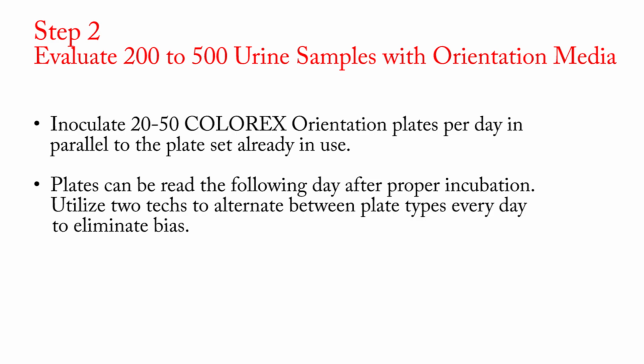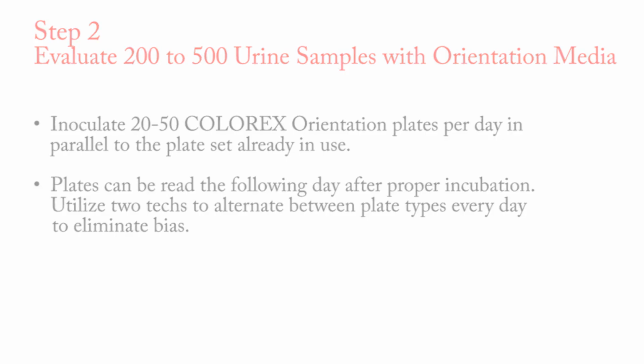For this portion of the evaluation, we recommend utilizing 2 techs to alternate between plate types every day. For example, on the first day of the evaluation, Tech 1 will read the orientation plates and Tech 2 will read the laboratory's plate set. On the second day of the evaluation, they should switch, whereby Tech 2 would read the orientation plates and Tech 1 would read the current plate set. This pattern should continue throughout the entirety of the evaluation to eliminate any technician bias.